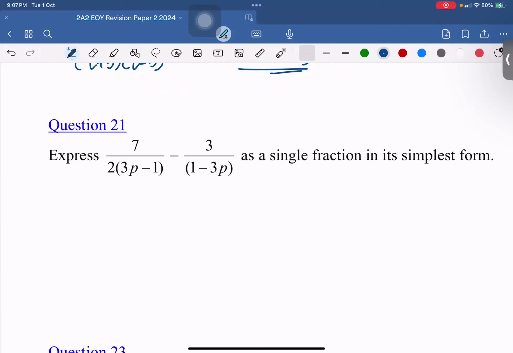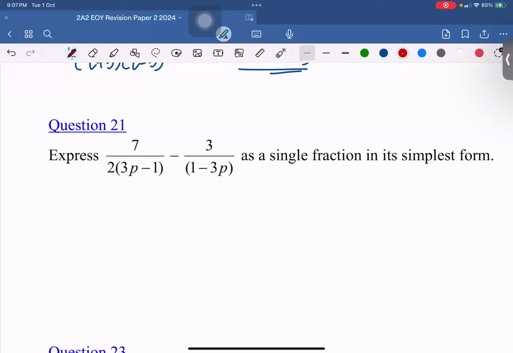Question number 21. Observe the following. Look very carefully. This is 3P minus 1, but this is 1 minus 3P. What is the relationship between each of them? You need to switch sign, right? So how do I switch sign?